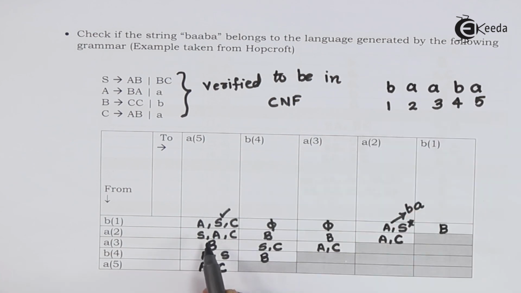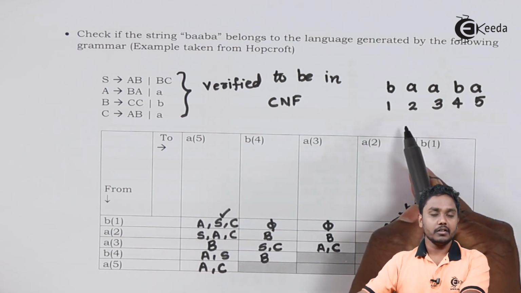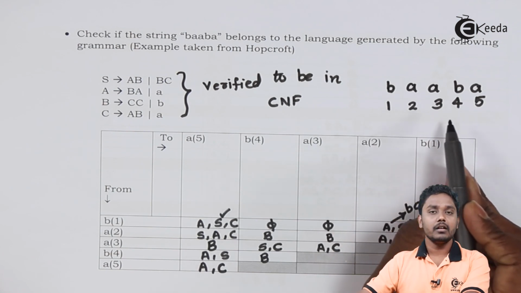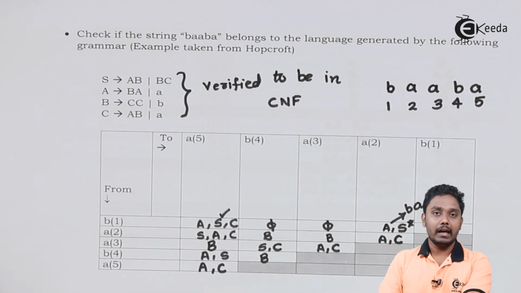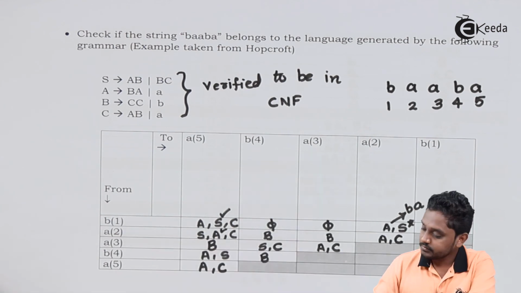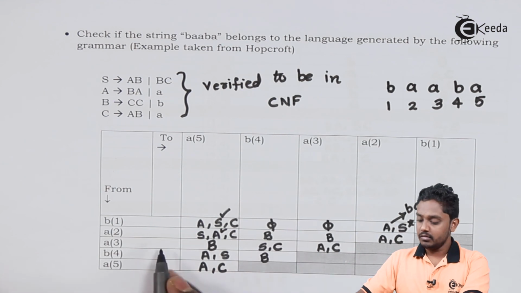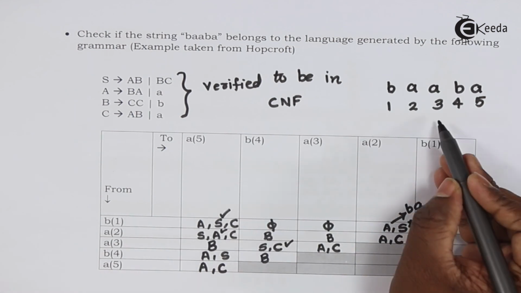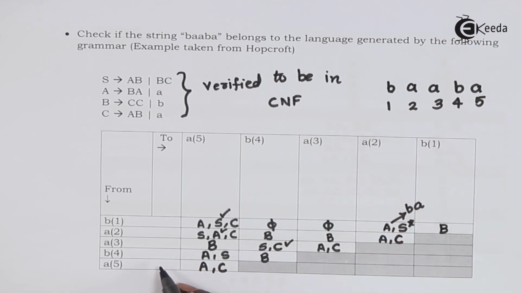Similarly, cell 2 5 contains S. Over here, the substring from position 2 to 5 is A, B, A, and hence the grammar must be generating the substring ABA. Similarly, 3 4 contains S, and hence our grammar must be generating the substring from position 3 to position 4. It is AB. Cell 4 5 contains S. Hence, the substring BA must be generated by our grammar.